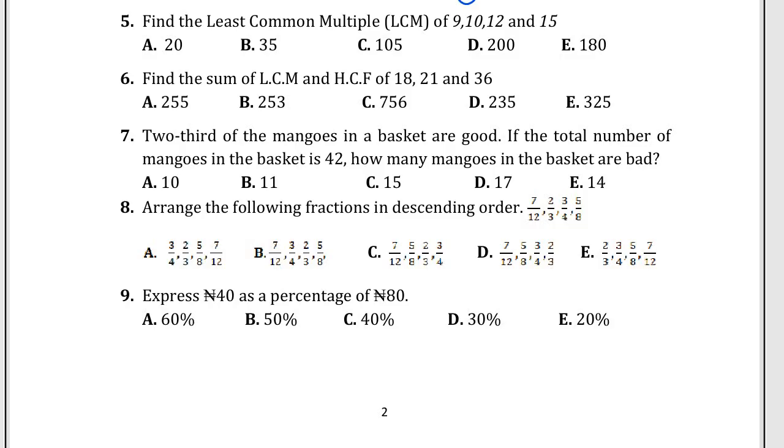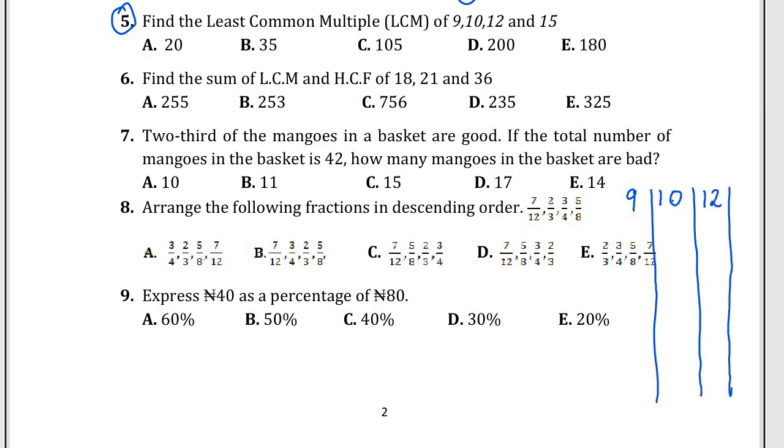Least common multiple here simply means LCM. They want us to look for the LCM of 9, 10, 12 and 15. Okay, I'm solving number 5, take note. For LCM, just think of a number that can divide any of the numbers involved.